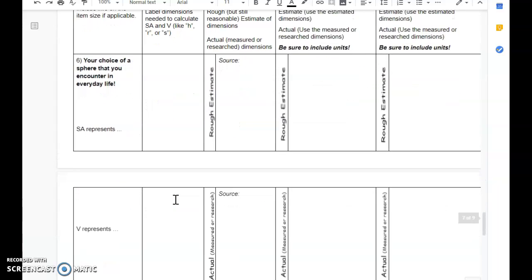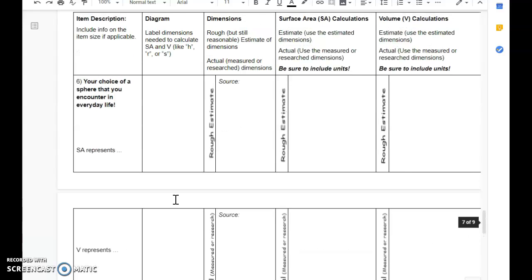And then finally, it is a sphere of your choice. I need to fix this document, but it's a sphere of your choice. So you could pick a basketball, you could pick a tennis ball, you could pick something bigger, you could pick an orange, a whole lot of different things that you are in contact with in everyday life. And depending on what it is that you've chosen, you are going to have to figure out the appropriate unit that you should measure in.